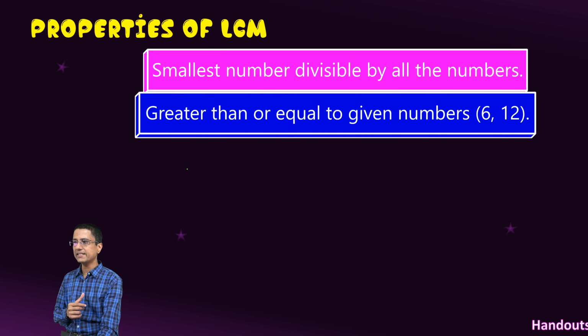This 12 is greater than 6 and it is equal to 12. So for this special case where the two numbers are multiples of each other, we have to put the equal to sign. So it is greater than or equal to the given numbers. HCF in this case would have been 6. 6 was the highest common factor.